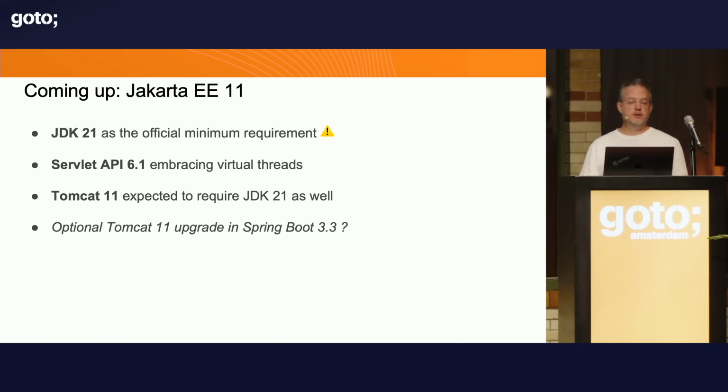So for Servlet API 6.1, that would mean they can embrace virtual threads there. And then you could also expect that Tomcat 11 would also require JDK 21 at runtime as well. Then for Spring, of course, Spring Boot, there might be an optional upgrade for Tomcat 11. We'll have to see how that plays out.